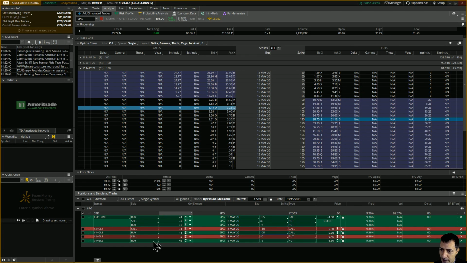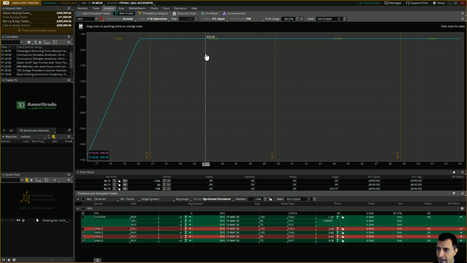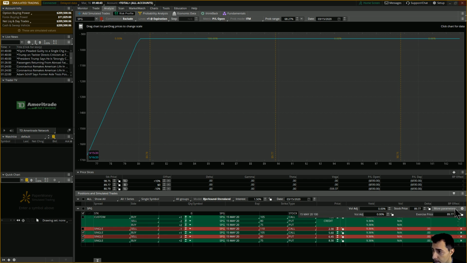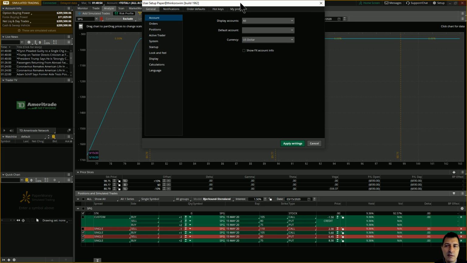Now let me activate the 3 guys in the bottom so we can look at the risk profile. Yes, I'm having problems with Thinkorswim here, guys. So let me do this. There is a setting somewhere for me to use the midpoint by default. Give me 1 second, guys. If I find it, it's going to make our life so much easier.